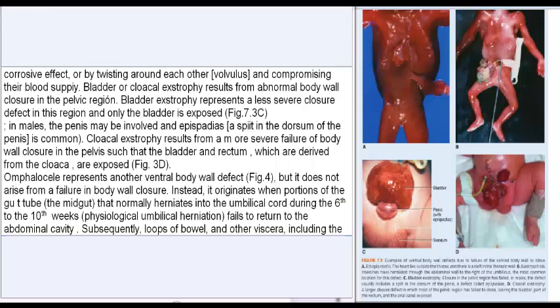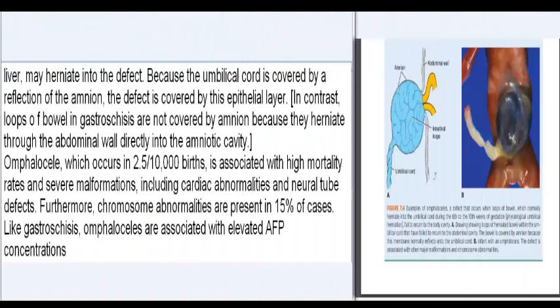Omphalocele represents another ventral body wall defect, Fig. 4, but it does not arise from a failure in body wall closure. Instead, it originates when portions of the gut tube, the midgut, that normally herniates into the umbilical cord during the 6th to the 10th weeks, physiological umbilical herniation, fails to return to the abdominal cavity. Subsequently, loops of bowel, and other viscera, including the liver, may herniate into the defect.